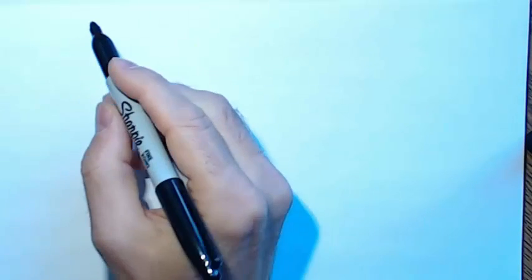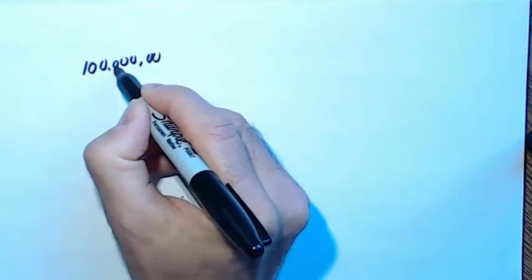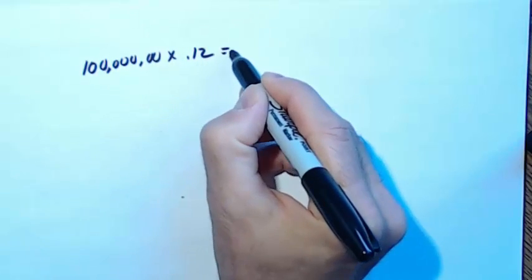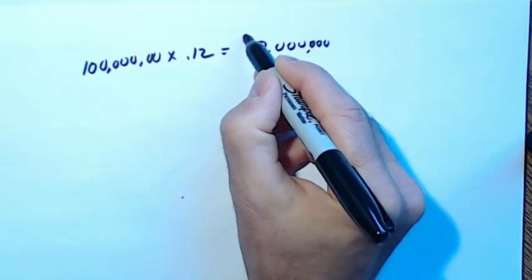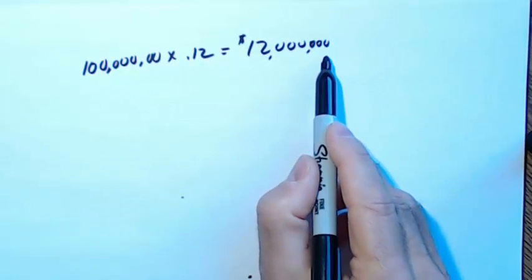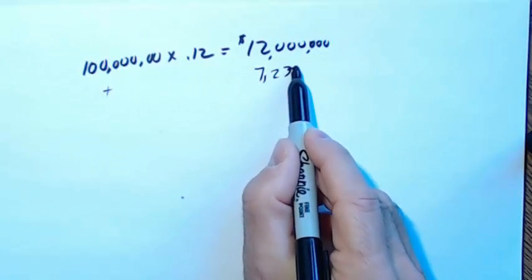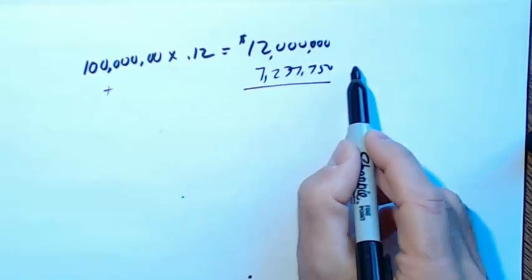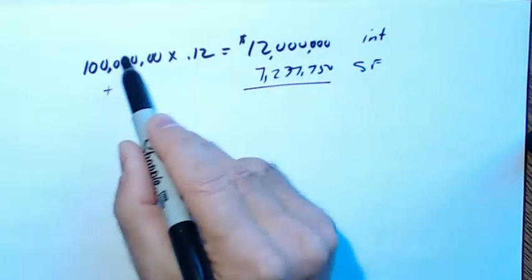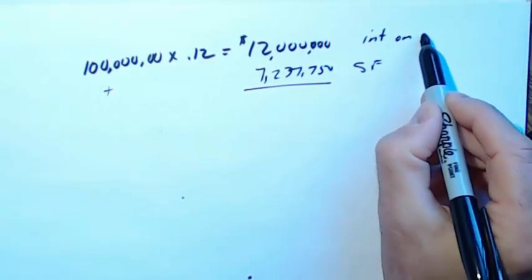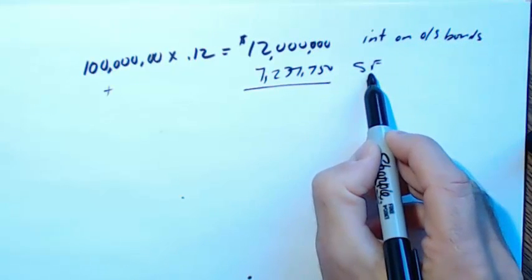So what's happening is the service requirements for the company in this case are going to be the $100 million at 12%, that's the coupon interest, $12 million, right, is going to have to be paid just to cover the interest cost, plus the $7,237,750 to cover the sinking fund. So this is interest on the coupons and bonds that are outstanding in the market. Okay, interest on outstanding bonds. This is the sinking fund requirement that we just calculated.